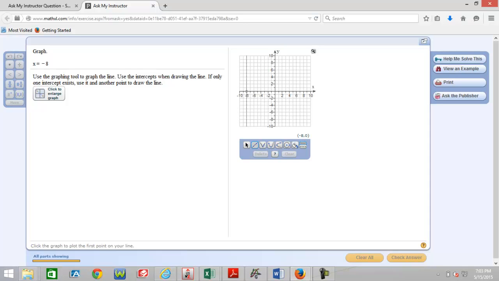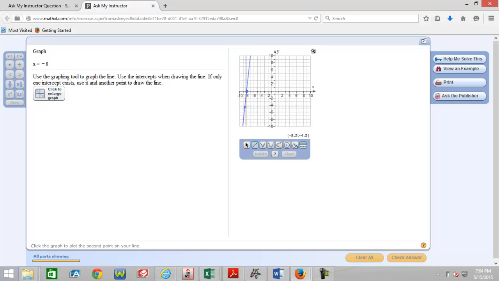If you notice, when I'm taking my line tool, you'll see the ordered pair changing just above the point. I have the parentheses, I have the ordered pair there, and I have my dot above the ordered pair. So I'm going to go over to the intercept, which happens to be in this case (-8, 0), and you'll see that on your screen for the ordered pair that represents the x-intercept. So I'm going to click that, and now you have a second point.